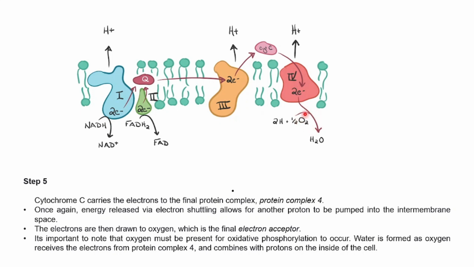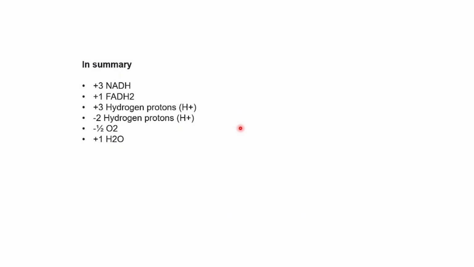It's very fascinating that oxygen must be present for oxidative phosphorylation to occur. As a result, water is formed, as oxygen receives the electrons from protein complex 4 and combines with protons on the inside of the cell. There's a proton reservoir inside the cell also. So the oxygen receives the electrons, interacts with protons, and forms H2O. This process can only happen in the presence of oxygen, that is in aerobic respiration. In anaerobic respiration, where oxygen is not present, this process is not possible, and that's when cells move into fermentation.